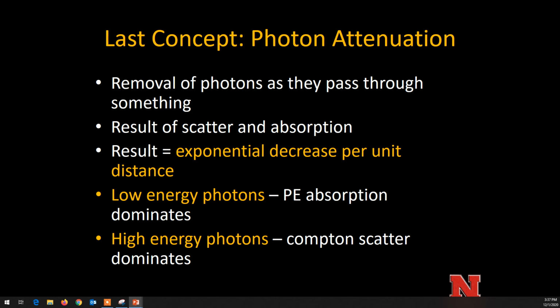All right, the last concept is photon attenuation. So what is attenuation? It's the removal of photons as they pass through a substance. It's the result of scatter and absorption. It's a result of an exponential decrease per unit distance traveled. For low energy photons, attenuation is primarily via photoelectric absorption. For high energy photons, predominantly Compton scatter.